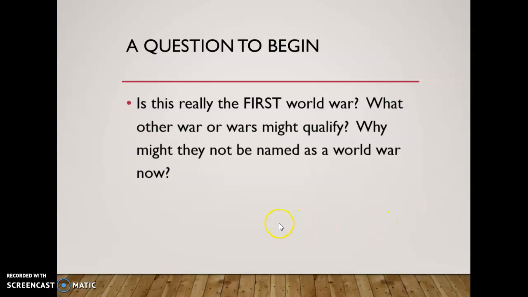But they're not named as world wars because at the time it was the European countries and their colonies, and that's how the war ended up being around the world, because it was through the colonial powers. So it wasn't until World War I that you had independent countries from all over being involved in this.